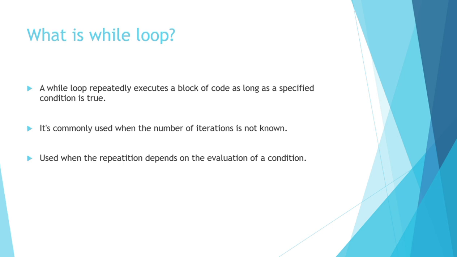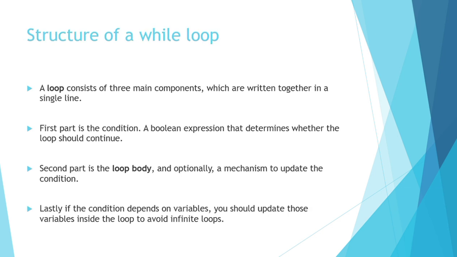Let's move towards what a while loop actually is. A while loop is a fundamental control structure in programming that allows code to be executed repeatedly based on a condition. It is particularly useful when the number of iterations is not predetermined and depends on the evaluation of a condition. The structure of a while loop consists of three main components: the condition, the loop body, and optionally, a mechanism to update the condition, to ensure the loop eventually terminates.